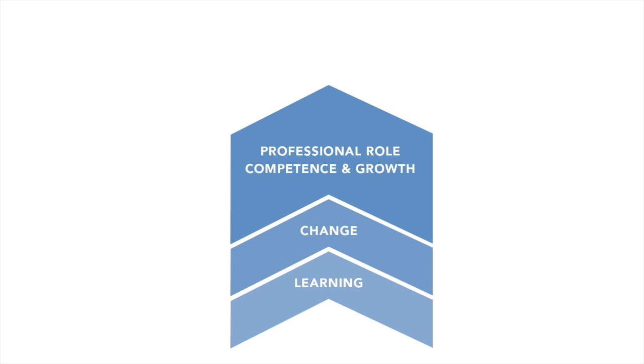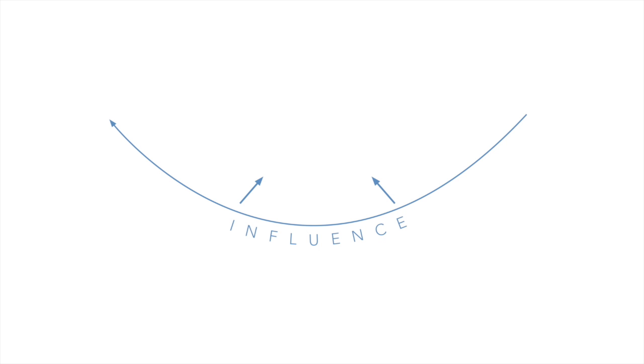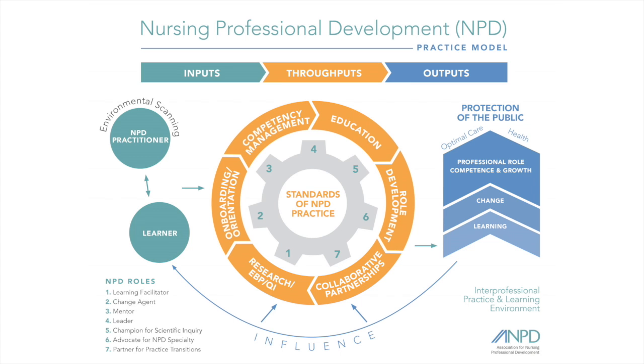The outputs of the NPD practice model represent the desired outcomes of NPD practice and the ultimate goals of protection of the public, optimal care, population health. The feedback loop represents lifelong learning and growth that influences the constantly evolving interprofessional practice and learning environments, model inputs, and model throughputs.